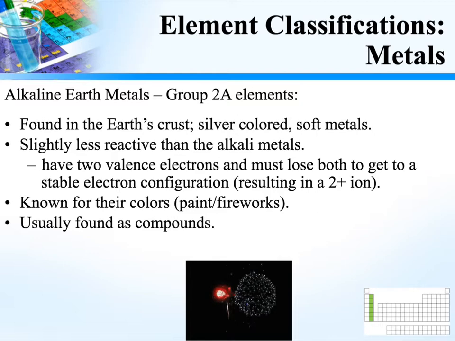They are known for their colors. They're found in paint and fireworks. Most don't melt in fire, and so these were classified as the earth. So in your readings, you might see them referred to as just the earth metals by the Greeks. And again, they're usually found as compounds, not alone in nature.